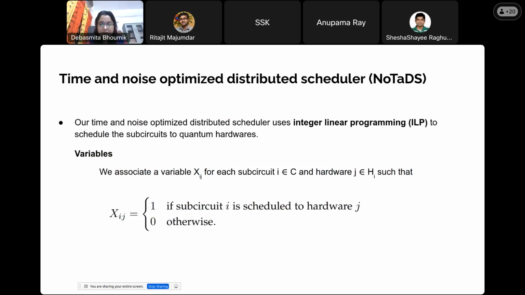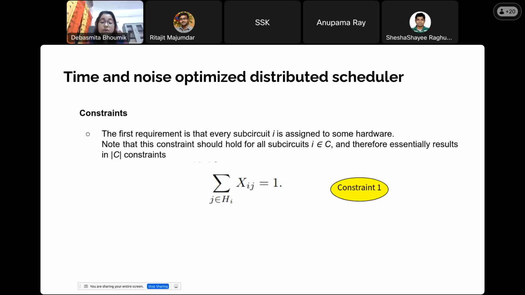To make this ILP, we need some variables, so we associate a variable xij. It is 1 if subcircuit i is scheduled to hardware j and 0 otherwise. Now we have to define the constraints. The first requirement is that all the subcircuits should be assigned to some hardware, and this constraint should hold for all the subcircuits. So though it is one constraint, it basically breaks down into C constraints, where C is the number of subcircuits. So the summation should be 1.